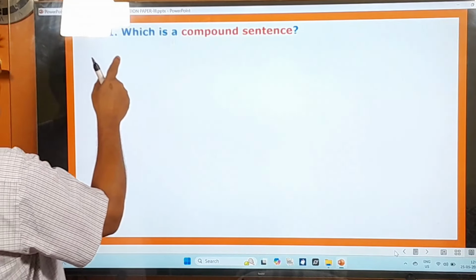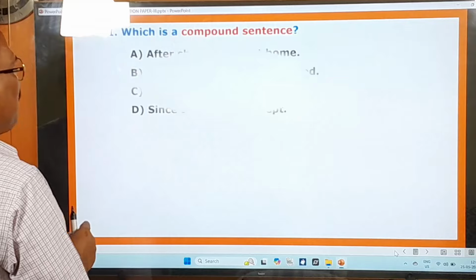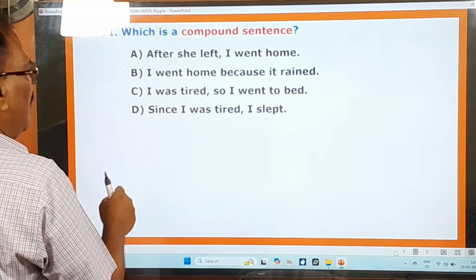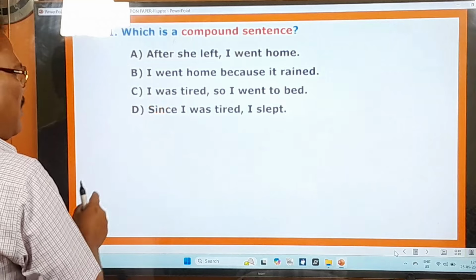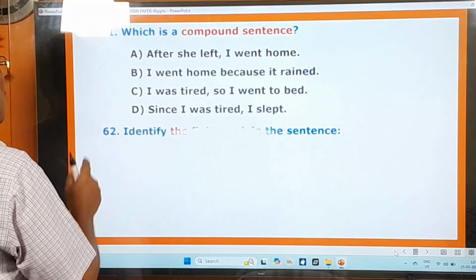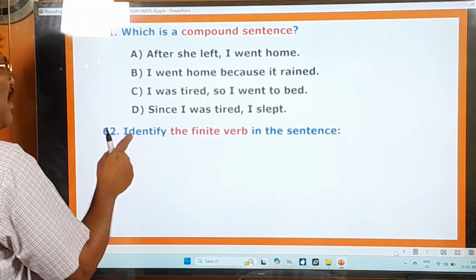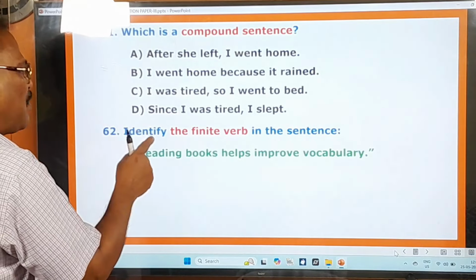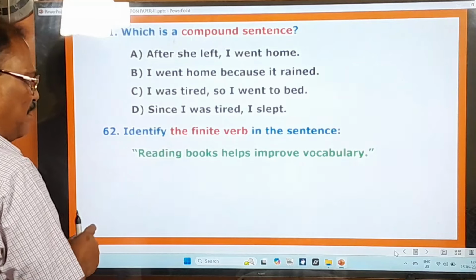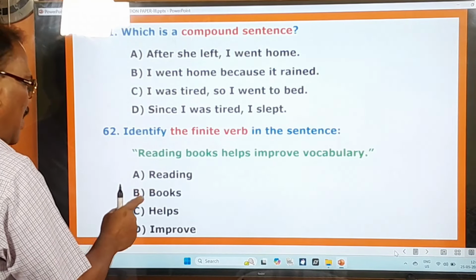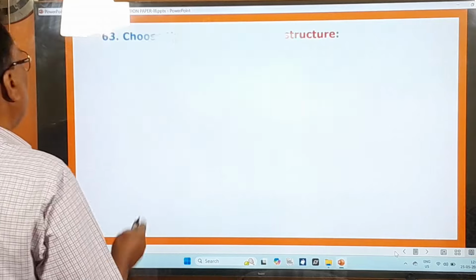61st question, which is a compound sentence? After she left, I went home. I went home because it rained. I was tired, so I went to bed. Since I was tired, I slept. 62nd question, identify the finite verb in the sentence. Reading books helps improve vocabulary. Reading, books, helps, improve.